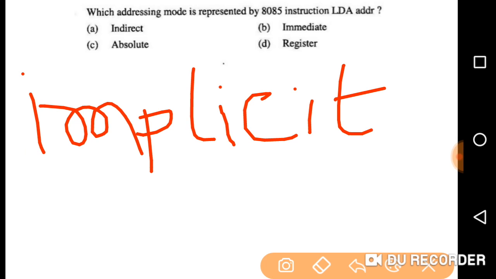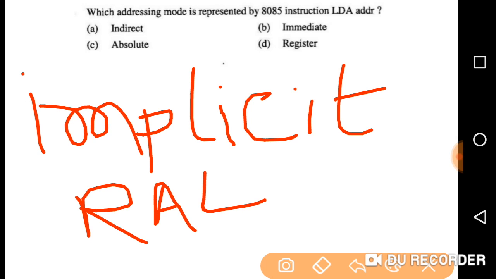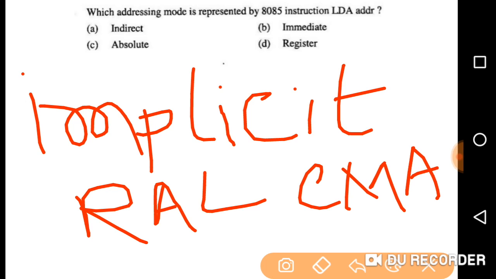Implicit addressing mode. Example is RAL. Rotate accumulator right, means the 8 bits present in the accumulator will shift to the right through the content of the carry flag. Another example is CMA. This instruction makes the complement of the content of the accumulator. So this is a little introduction to the addressing modes of the 8085 microprocessor.